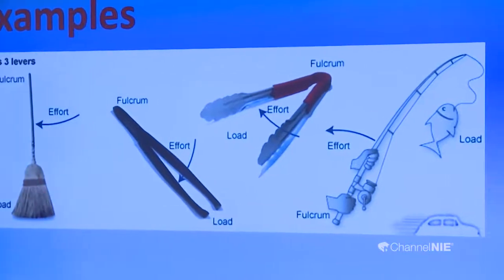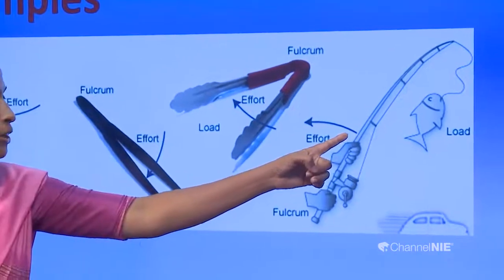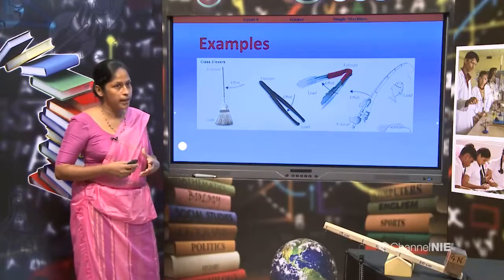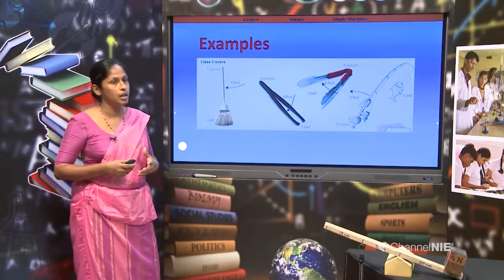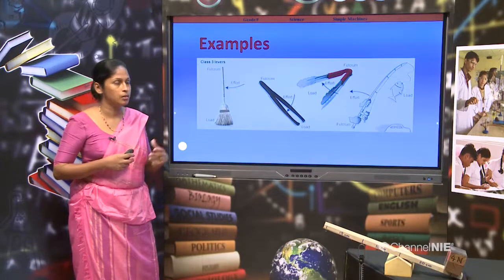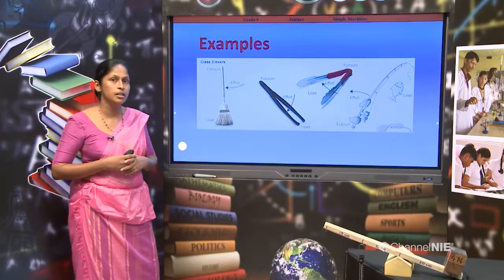And in a fishing rod also, effort is exerted in the middle and the load moves a much longer distance. In all these simple machines, effort is greater than load, but the load moves a much greater distance. So, simple machines, especially third order simple machines, are used as distance multipliers.